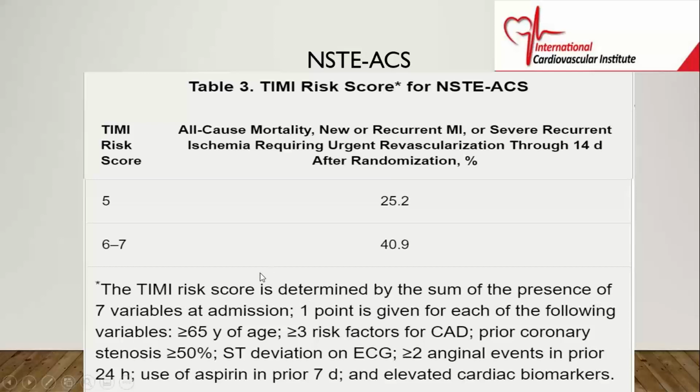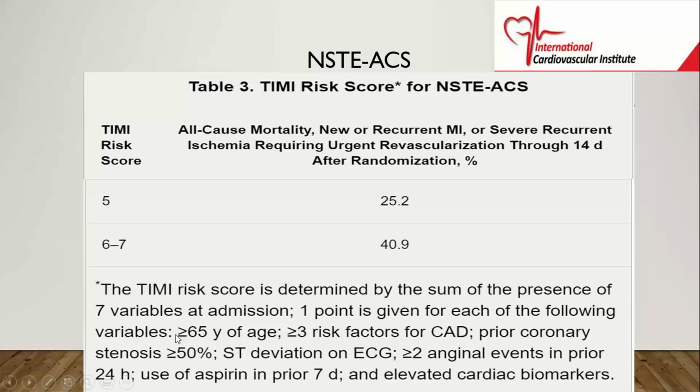So we look at 7 variables in the TIMI score, and each of the variables will get 1 point. So if the patient is 65 years of age or older, they get 1 point. If they have 3 or more risk factors for coronary artery disease, they get 1 point. So remember, the major risk factors for coronary artery disease: hypertension, diabetes, cigarette smoking, family history, and dyslipidemia. So those are the 7 variables you're going to look at.